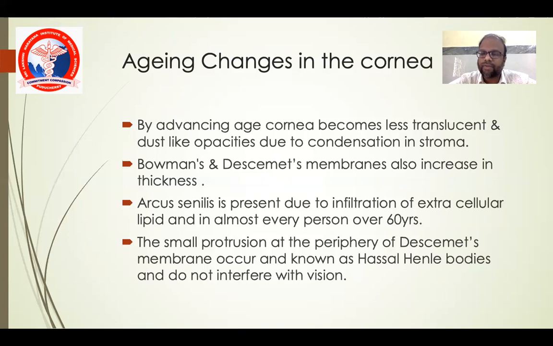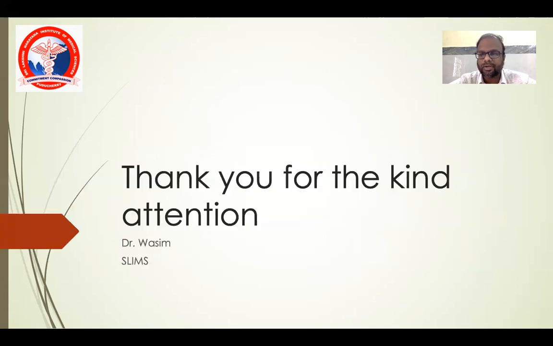This is due to the infiltration of extracellular lipids, and it is universally present in all people above the age of 60 years. There are small protrusions at the periphery of Descemet's membrane. These are known as Hassall-Henle bodies, and they do not interfere with vision, unlike the central excrescences present in Fuchs dystrophy. Okay, so that is all about the physiology of the cornea.